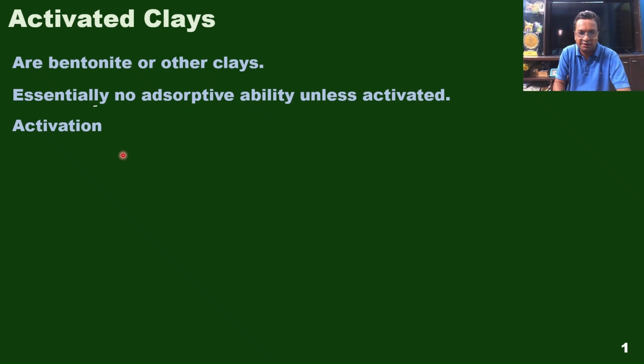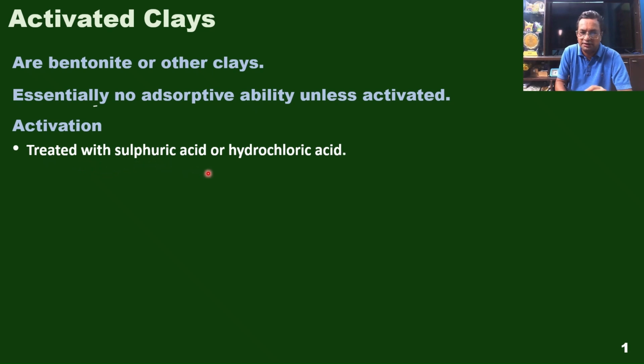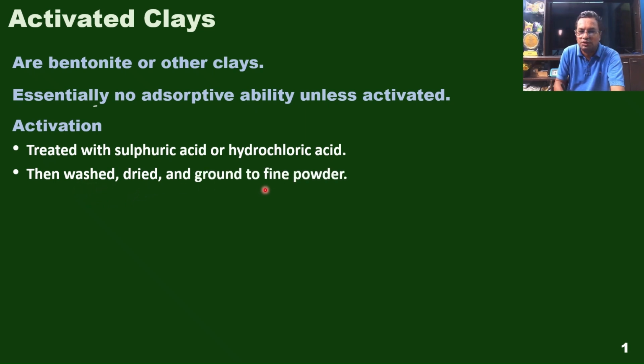Activation is necessary. How is this carried out? Activation is carried out by treating them with sulfuric acid or hydrochloric acid. The first step is to treat them with sulfuric acid or hydrochloric acid, and then they are washed, dried and ground to a fine powder. Once they are converted to fine powder after treatment, they are ready to be used as adsorbents. In their natural form, they don't have any adsorptive ability. We need to activate them, so activation is an important step in this case.